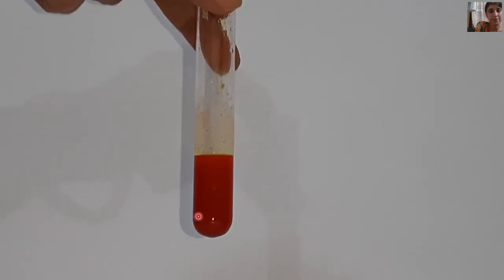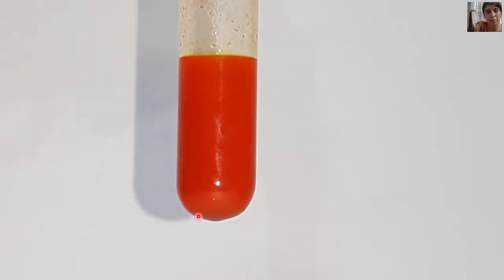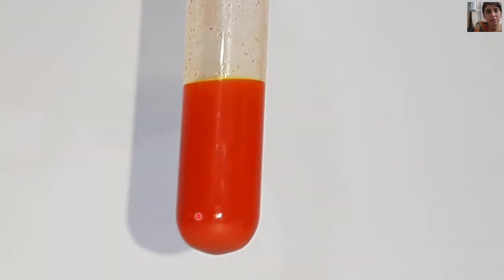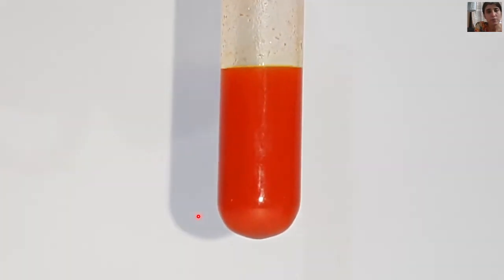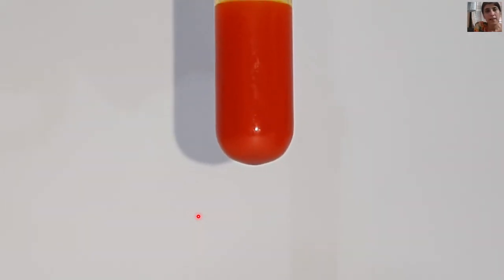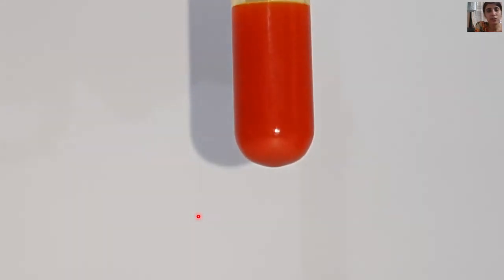See, this one is very clear now. The precipitation increases much more, and the color of this precipitate is red. We are taking aldehyde and we are getting the DNP derivative at room temperature, which is red in color.